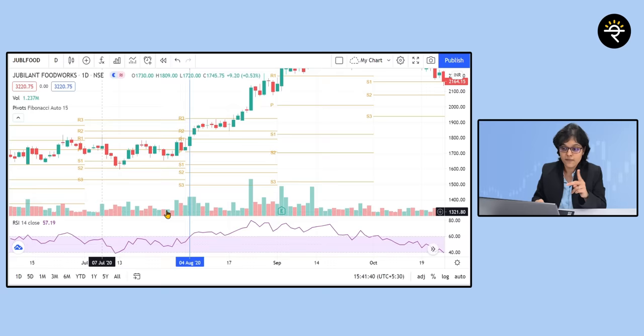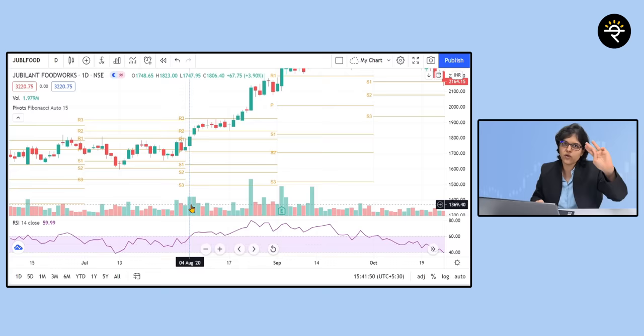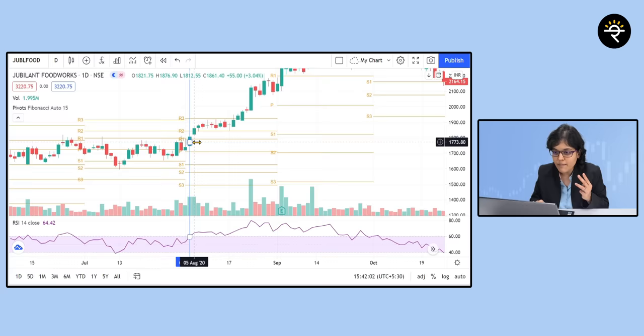Okay, so all three criteria met. Number one criteria is what? RSI went above 60. Number two, it is going strong. It has already gone above P1 and it is already testing R1. And number three, volumes are very high. Now, ideally, if you remember, I told you R2 can be a caution point. So, immediate next day was a caution point for me.